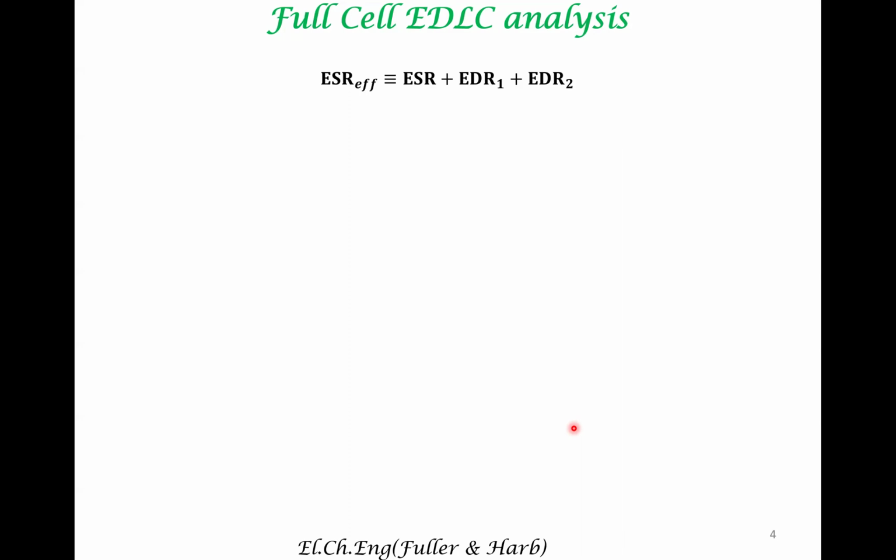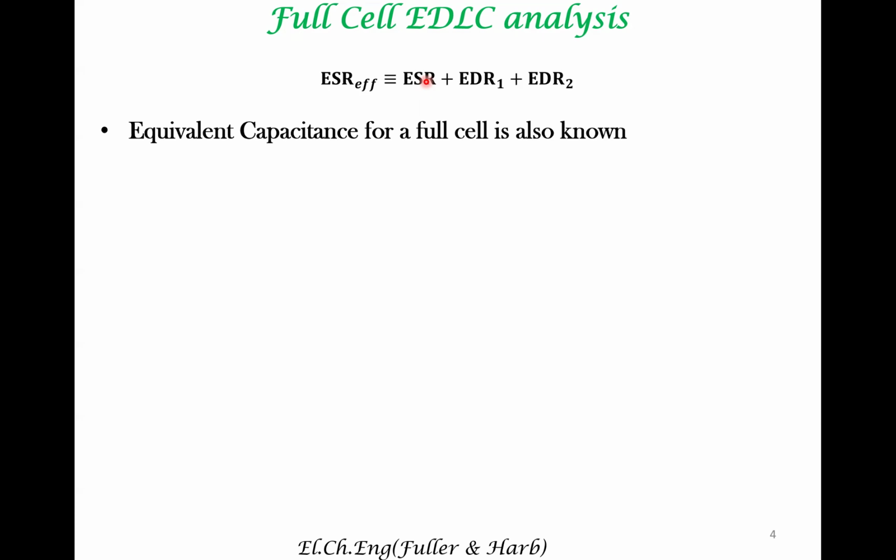If you have a full cell, you have two electrodes, and the overall resistance is the sum of the resistances in series. These are the resistances associated with the two electrodes. Then you have another resistance whose dominant contribution comes from the separator. So two electrodes are separated by a separator, and this resistance comes from the resistance offered by the separator.